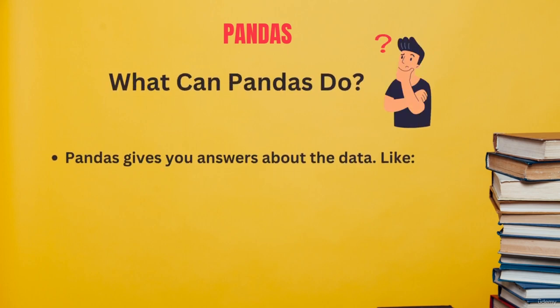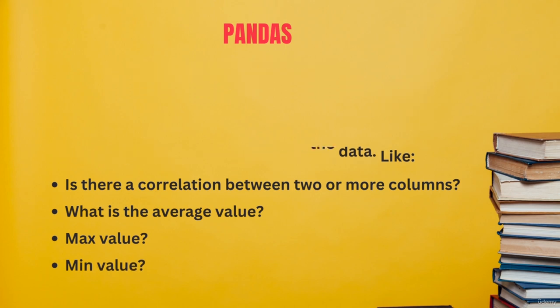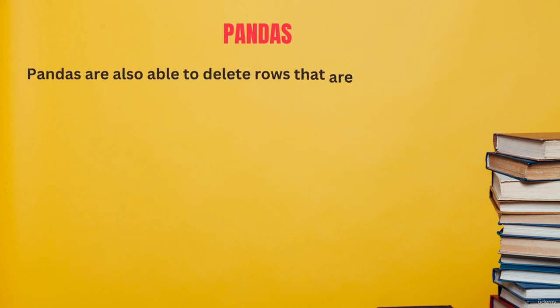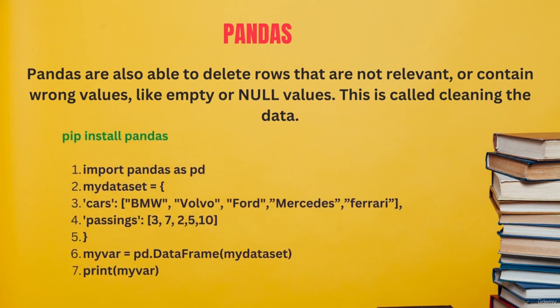Pandas gives you answers about the data, like is there a correlation between two or more columns? What is the average value, max value, minimum value? Pandas is also able to delete rows that are not relevant or contain wrong values like empty or null values. This is called cleaning the data. In this course, we are going to use Pandas to read and write CSV files. To install Pandas, just write this code in the CMD: pip install pandas.